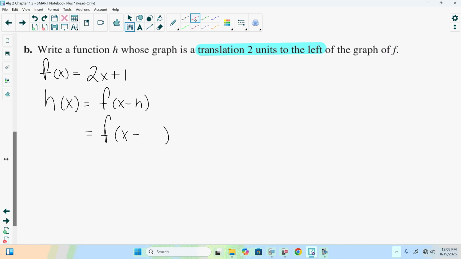How far are we moving to the left or to the right? 2 units. So we know h is going to have to be 2. Now, since we're moving 2 units to the left, would it be positive 2 or negative 2?